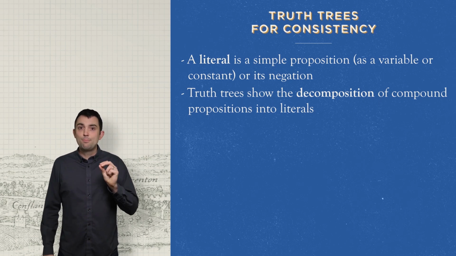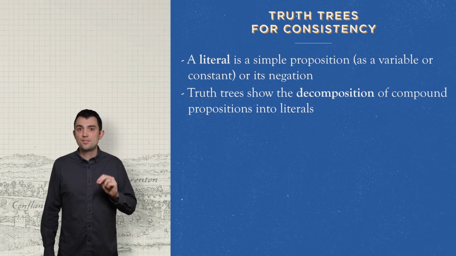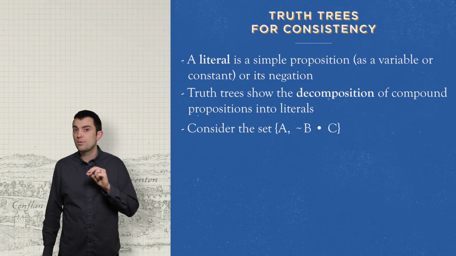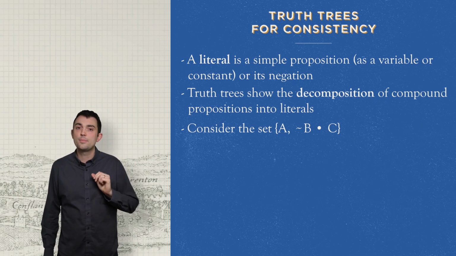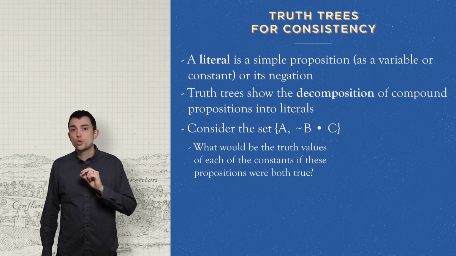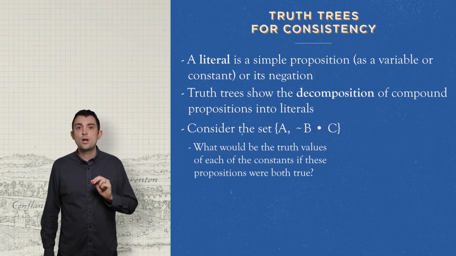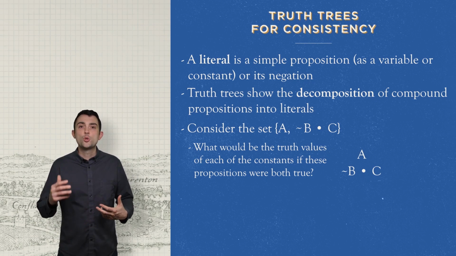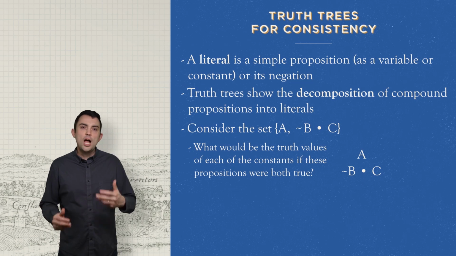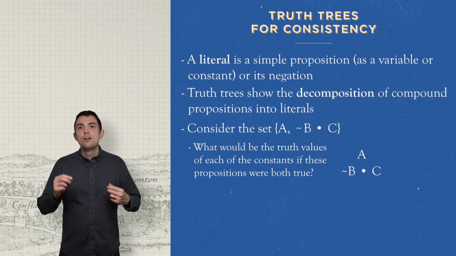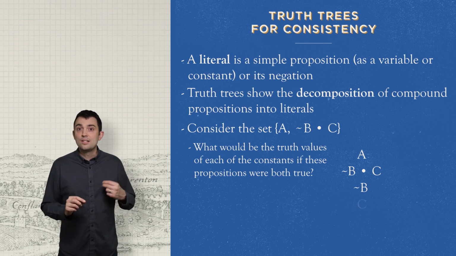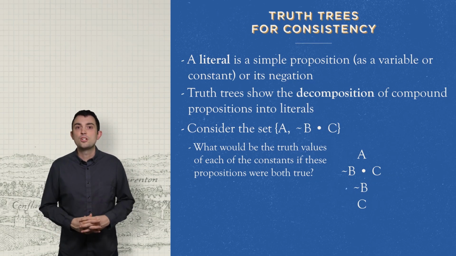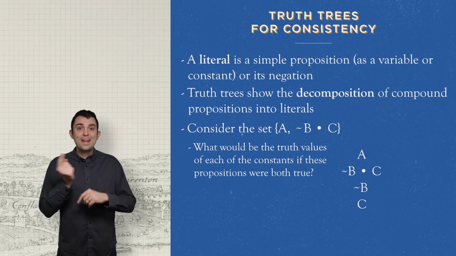So let's take a look at a very basic example of using a truth tree to test for consistency. Consider this set: A, and not B and C. We have two propositions. A is a simple proposition, and not B and C is a compound proposition. We're asking the question, what would be the truth values of each of the constants if these propositions were both true? So for A to be true and for not B and C to be true, what would the truth values of A, B, and C have to be? Well, obviously for A to be true, A would have to be true. For not B and C to be true, not B would have to be true, and C would also have to be true. And so we decompose, which means split or break down the compound proposition into two parts, not B and C, one right above the other.